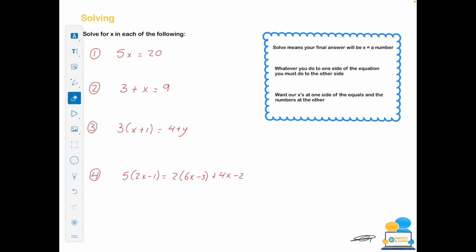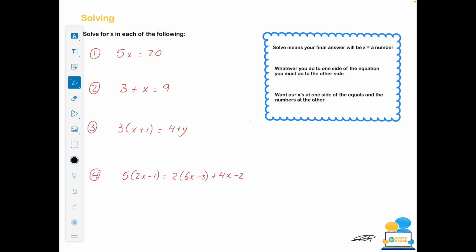So the next section is solving. Whenever a question says solve, basically you want x equal to a number. Now, it may not always be x. If your question is y, it'll be y is equal to a number. The key thing is whatever you do to one side of the equation, you must do to the other. Essentially we want our x's at one side of the equals and the numbers at the other. So there's a bit of organisation involved in this, particularly when we see example 3 and 4.